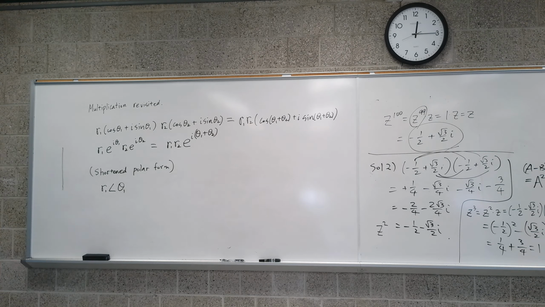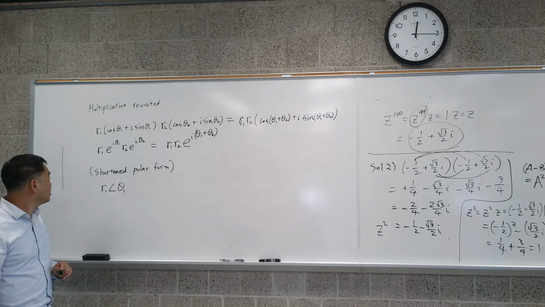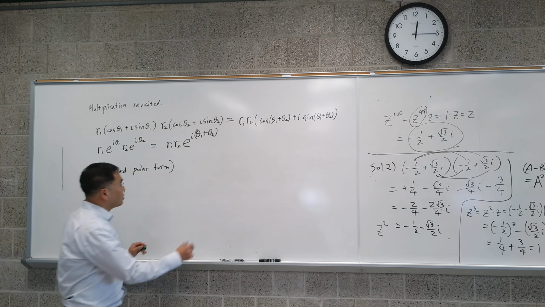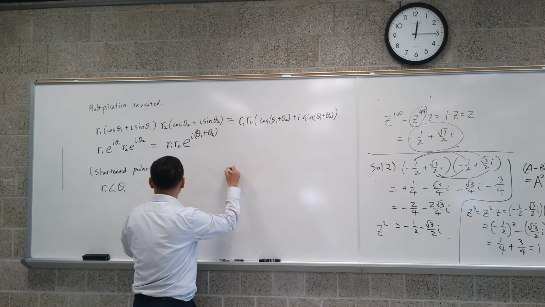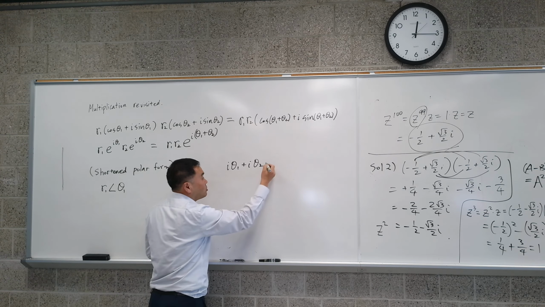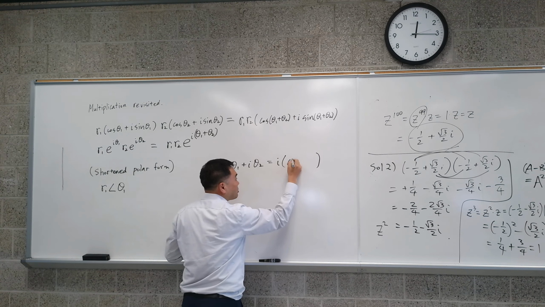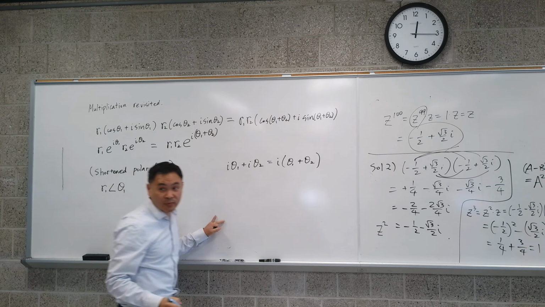I have a question that's kind of separate from that. When you have R1 e to the i theta 1 times R2 e to the i theta 2, why do you not get e to the 2i theta? Yeah, so i theta 1 has to be added to i theta 2, and you're really factoring the i out. If you factor the i out, you end up with theta 1 plus theta 2. That's why you get that.